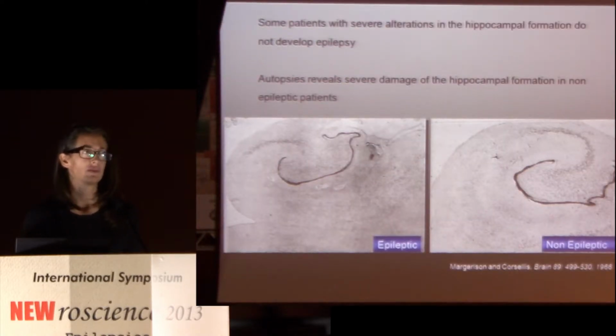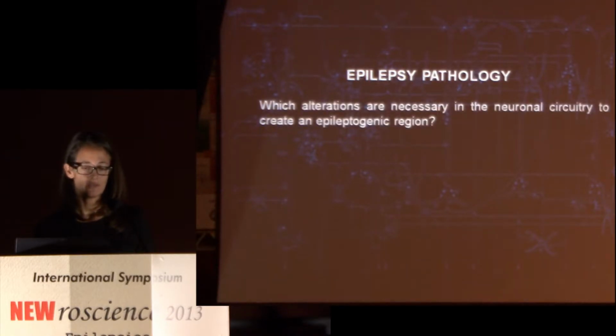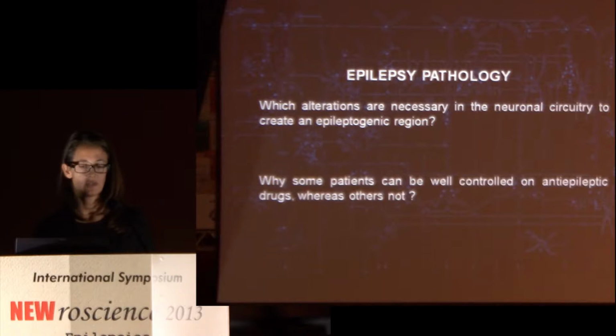Another very important point to keep in mind when we study hippocampal sclerosis is that some patients with severe alterations in the hippocampal formation do not develop epilepsy. This was shown by a study on autopsies, because these authors revealed that there was severe damage in the hippocampal formation in non-epileptic patients. So in our study of the pathology, we have two main questions: which alterations are necessary in the neuronal circuitry to create an epileptogenic region, and why some patients can be well controlled on anti-epileptic drugs, whereas others not?